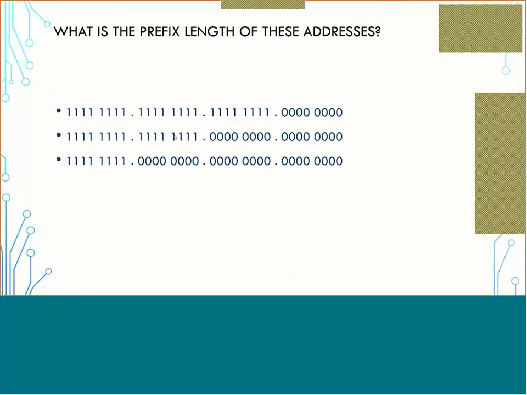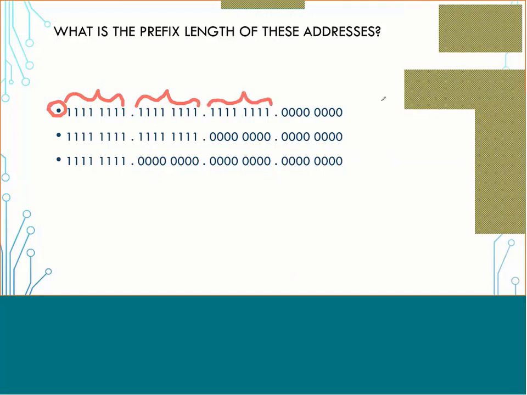So what is the prefix length of this very first one? Everybody, what's the prefix length of this one? 24. 24, exactly. Because what do I do? I just count up the ones. I know that there's 8 bits in an octet. So there's 8, 16, 24. So my slash notation or my prefix length is 24. Okay, how about this guy?